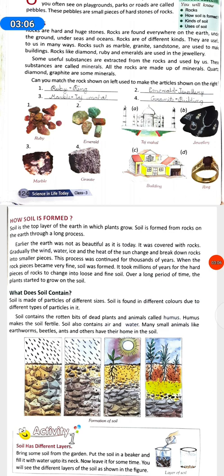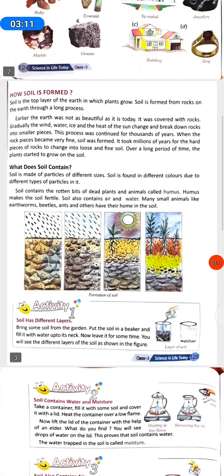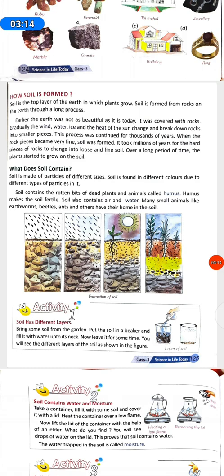What does soil contain? Soil is made of particles of different sizes. Soil is found in different colors due to different types of particles in it. Soil contains the rotten bits of dead plants and animals called humus. Humus makes the soil fertile. Soil also contains air and water. Many small animals like earthworms, beetles, and ants and others have their home in the soil. Formation of soil.